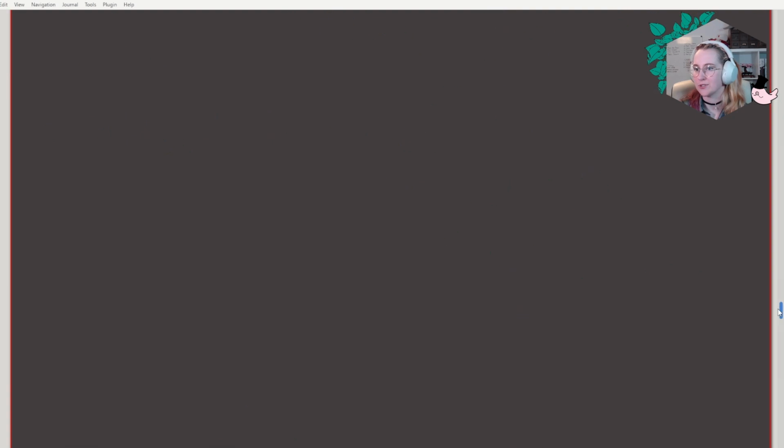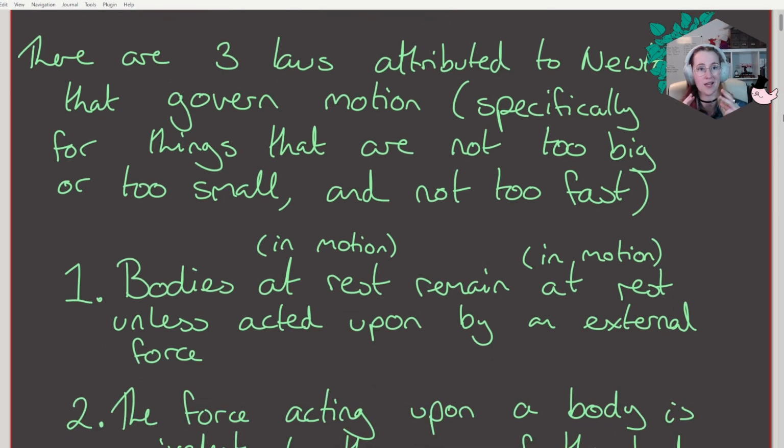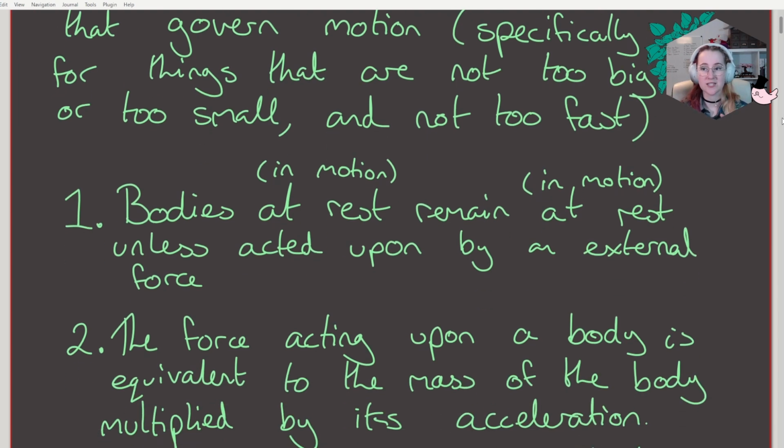Summary with some random blank pages. We've been looking at forces and Newton's laws today. There are 3 Newton's laws that govern motion specifically, and they only apply when things aren't too big, aren't too small. They're sort of Goldilocks size, and they're not too fast. First one is bodies at rest remain at rest, and bodies in motion remain in motion unless they're acted upon by an external force. This is our sci-fi trope, last hope, need to throw something away from me, even though that doesn't really work, attempt.